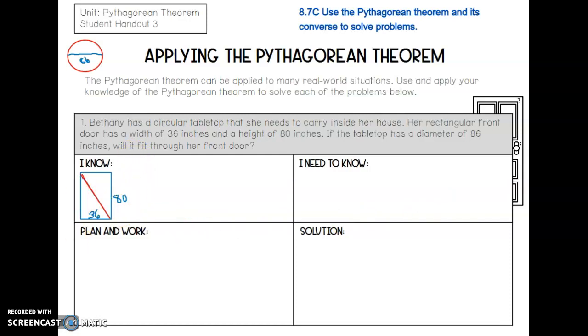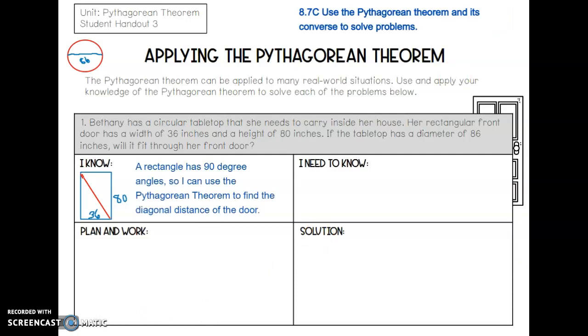So let's type a little sentence of what we know, information that we know. Okay, so if we're talking about rectangles and round tables, and this whole unit is called Pythagorean Theorem, we know that a rectangle has 90-degree angles, 4 of them at each corner. So we can use the Pythagorean Theorem to find the diagonal distance of the door.